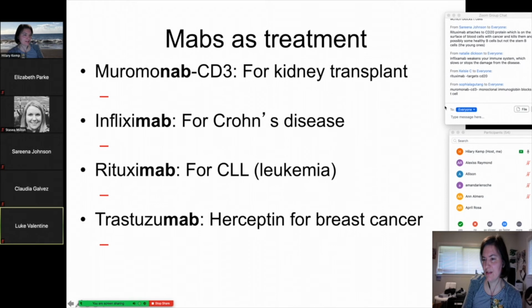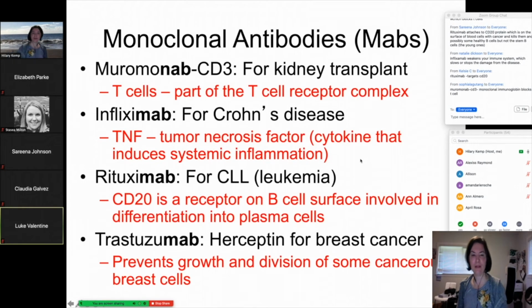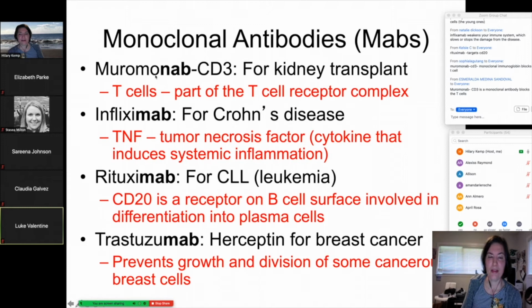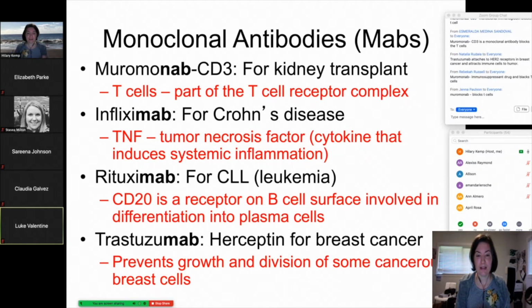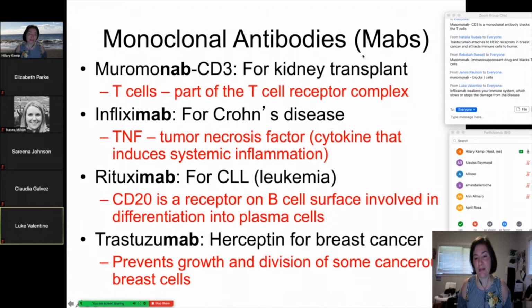My goodness, wonderful. Okay, so yes, these are all targeting specific things on different cells in your body that are involved in some kind of immune response. So this muromonab targets a protein on T cells, and it reduces your body's response to the kidney transplant. So it helps you not to reject your kidney. Infliximab targets tumor necrosis factor, and this is a cytokine that's involved in inflammation.